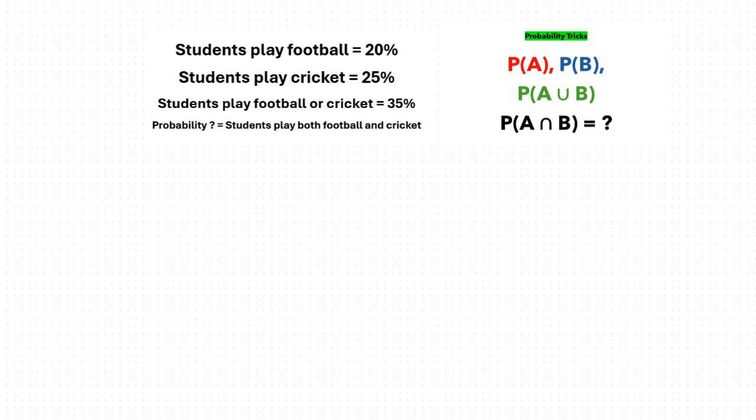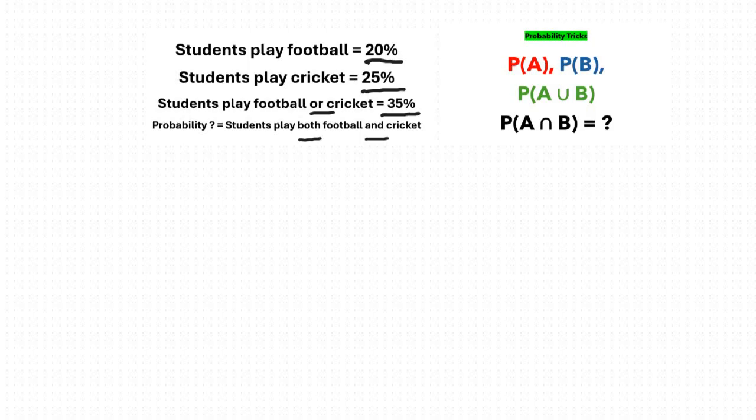We have a very nice probability problem. 20% of students play football in a school, 25% of students play cricket, and 35% of students play football or cricket. We have to find the probability of students who play both football and cricket.